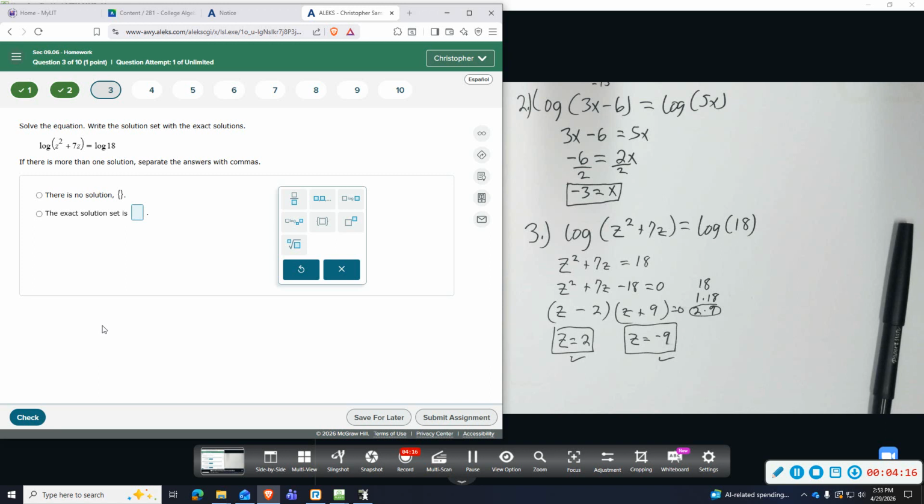And so we get two solutions. The exact solution set is, and we're going to put it in braces, positive 2 and negative 9.